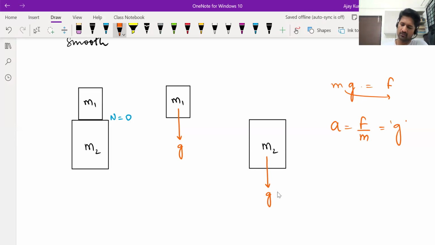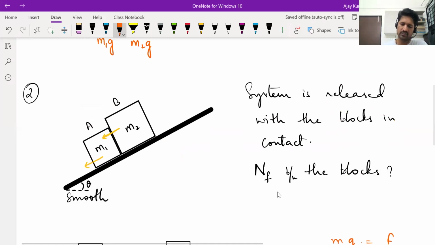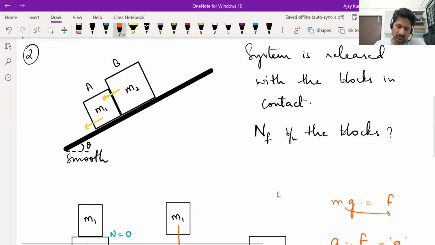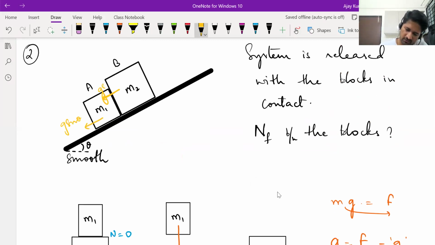Now let's go back to the question that I asked. Here also I told you that both will have acceleration g sin theta under the influence of gravity. You agreed to that, but later when I asked you if they exert normal force, some of you are saying yes. The answer is no.